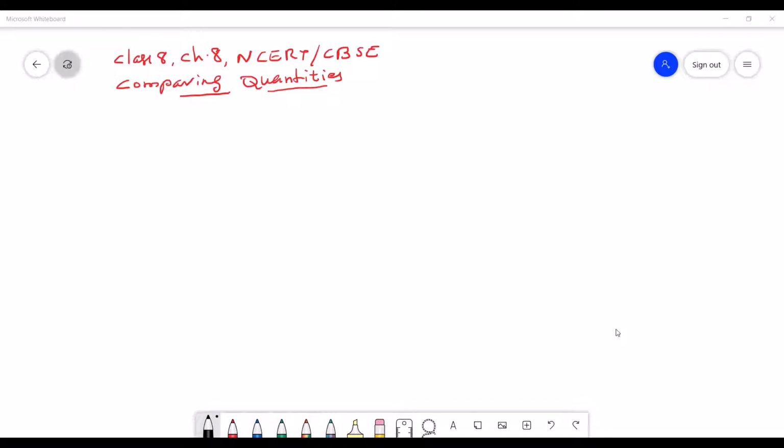Today our topic is comparing quantities, the complete chapter of 8th class. Chapter 6 will be discussed here, theory as well as some examples also. Before that, let us see what we have studied in our 7th standard related to this. We have studied ratios and percentage.